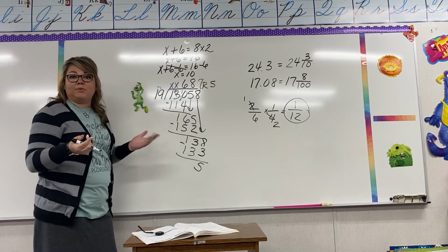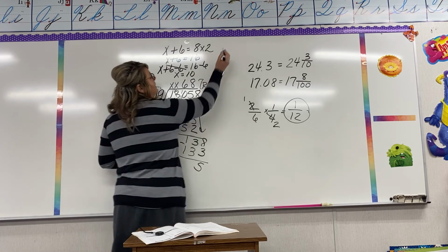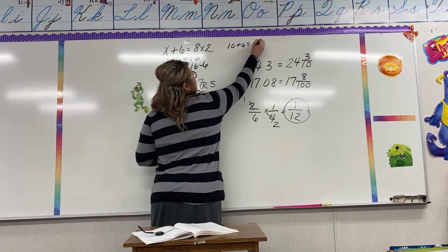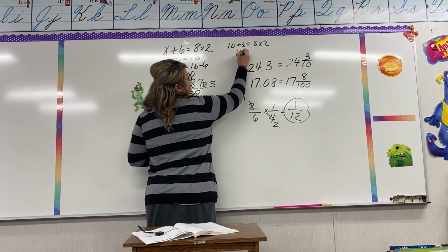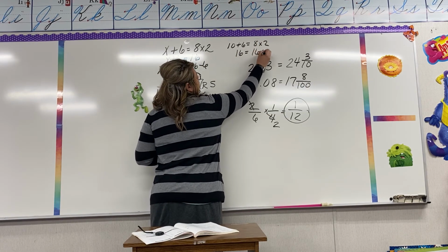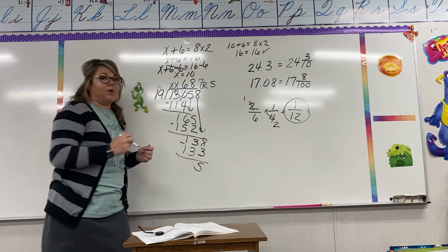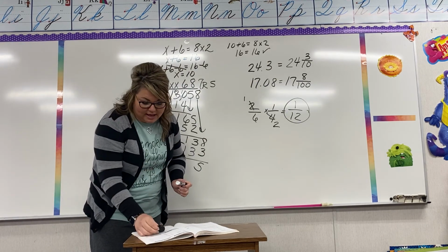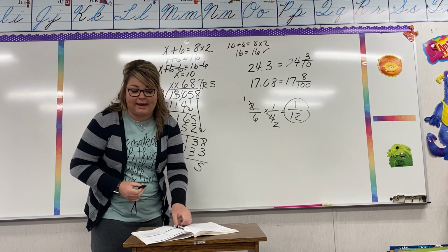Now to check that, we put the 10 back into the equation. And we say 10 plus 6 equals 8 times 2. 10 plus 6 is 16. 8 times 2 is 16. So we are correct there. So if you have any questions about that, let me know, okay?